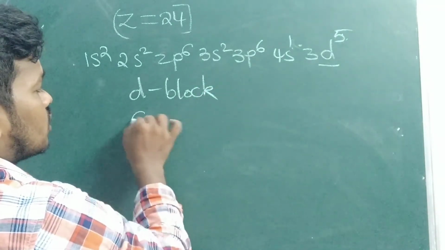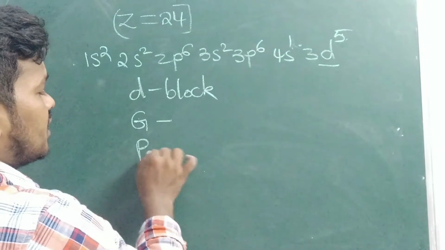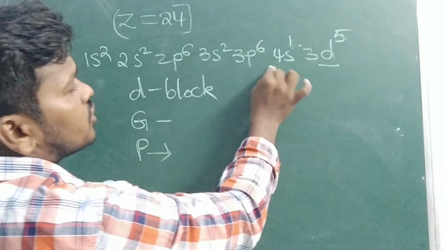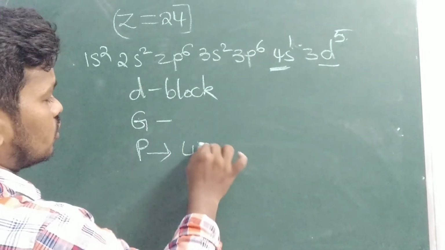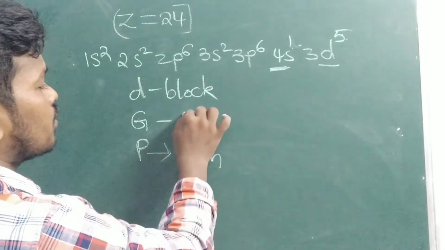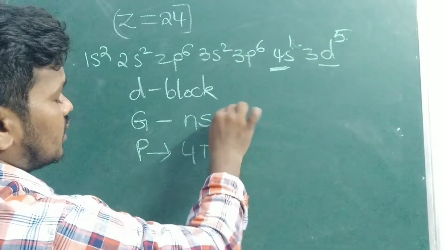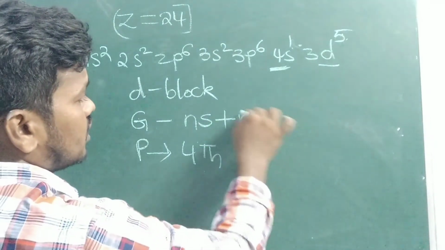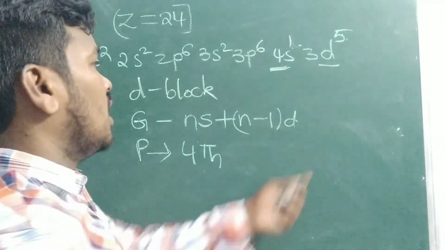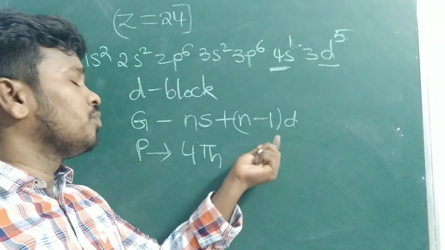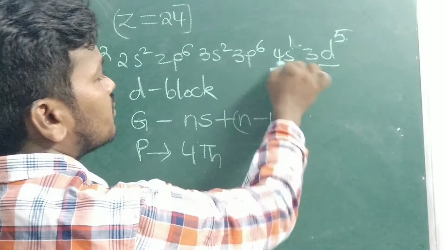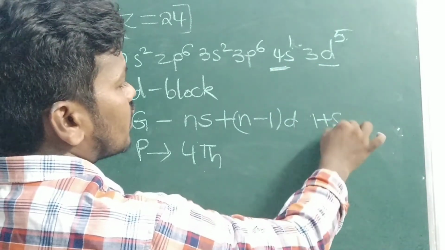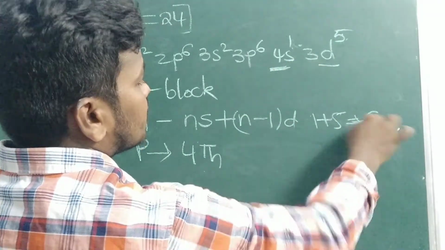What about the period number? Period number means the highest shell number. 4 is the highest shell number, so it belongs to the fourth period. What about the group number? Number of electrons in the s subshell plus the number of electrons in the (n-1)d, that means the valence shell and penultimate shell. Here the ultimate shell has 1 electron and here 5 electrons are there, so automatically you get 6.